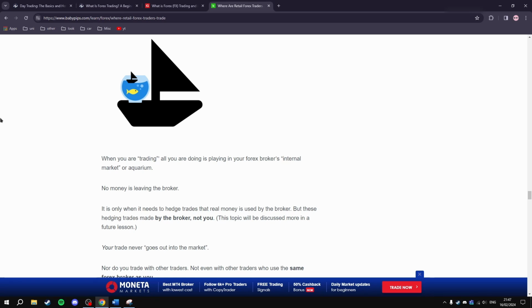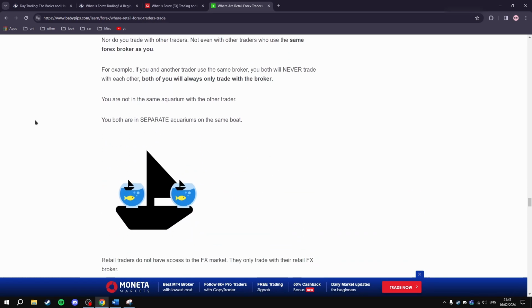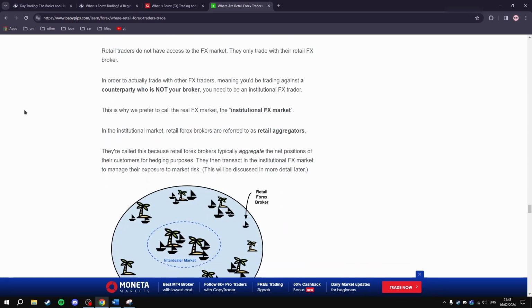Your trade never goes out into the market, nor do you trade with other traders, not even with other traders who use the same forex broker as you. For example, if you and another trader use the same broker, you both will never trade with each other. Both of you always only trade with the broker. You are not in the same aquarium with the other trader. You both are in separate aquariums on the same boat. Retail traders do not have access to the FX market. They only trade with their retail FX broker.